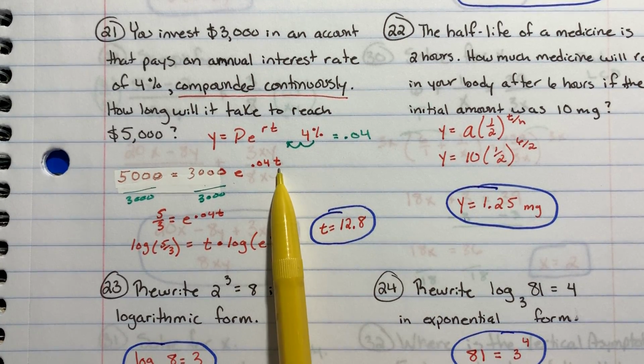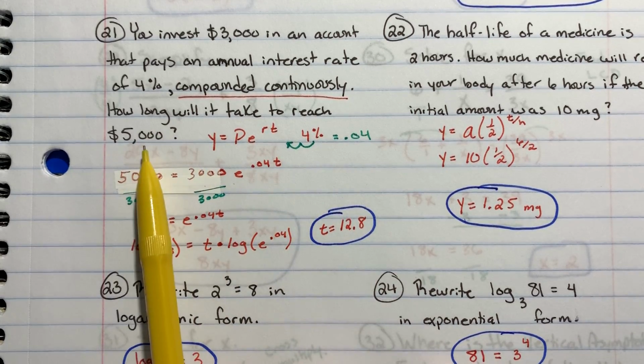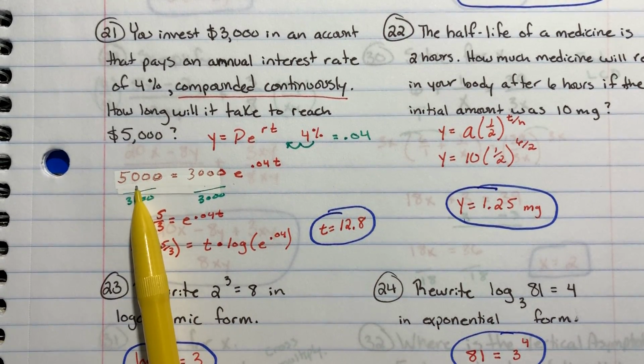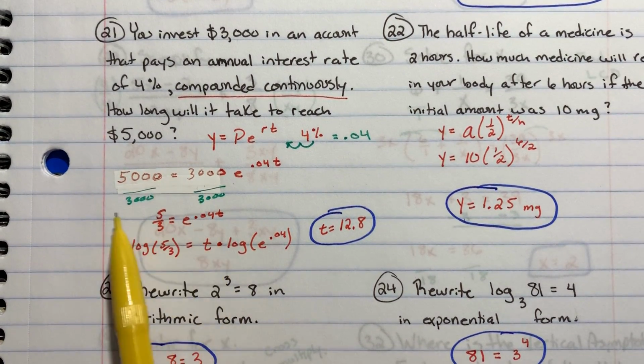but we don't know the time. We're looking for the time. They give us the amount, though. How long is it going to take to reach the 5,000? So when does it equal 5,000? This is that log problem, all right? So we have to divide by the 3,000.